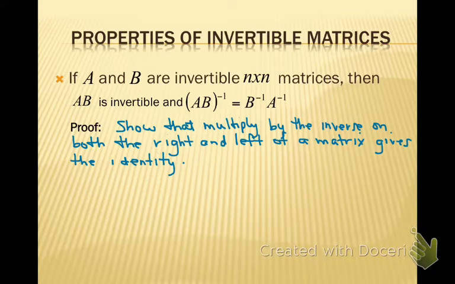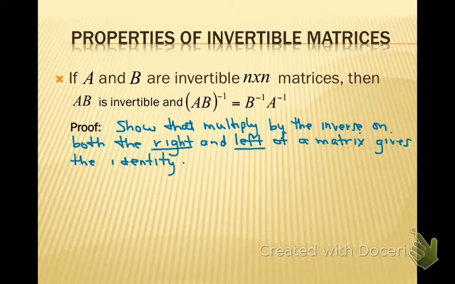So to actually prove this, we must show that if we multiply by the inverse on both the right and the left, so it's not just enough to show that multiplying it on one side, you get the identity. You must show that when you multiply it on both sides, you get the identity.